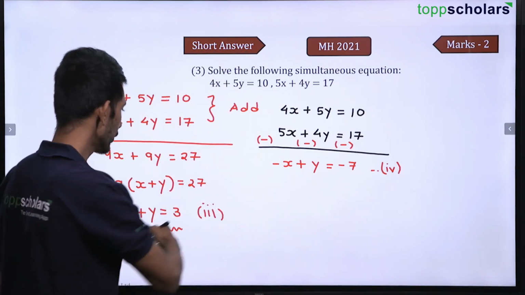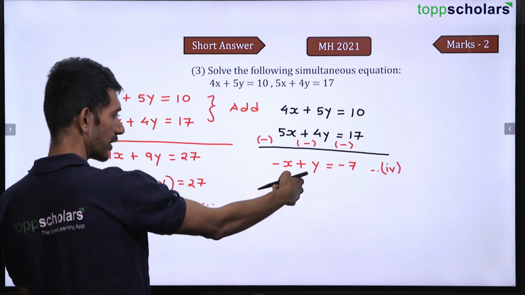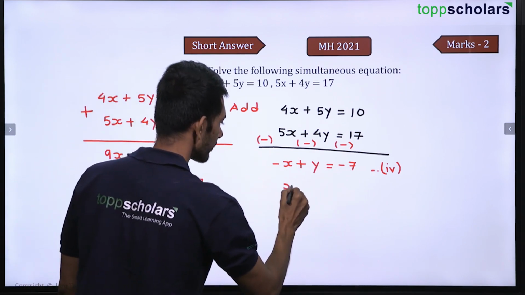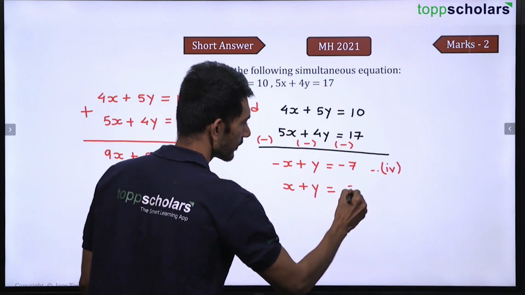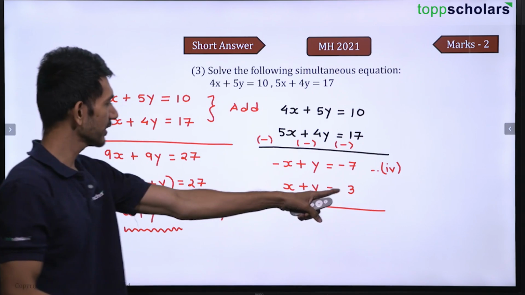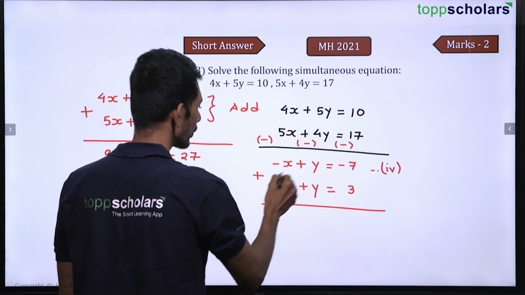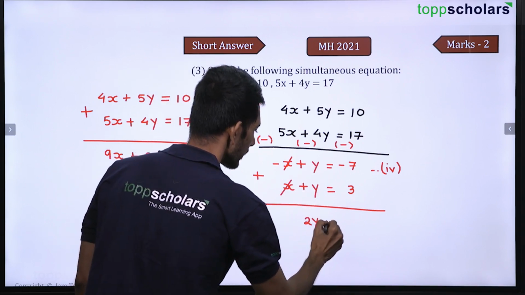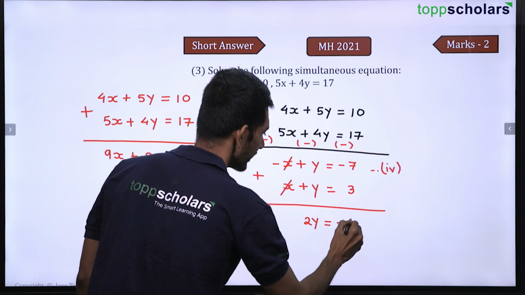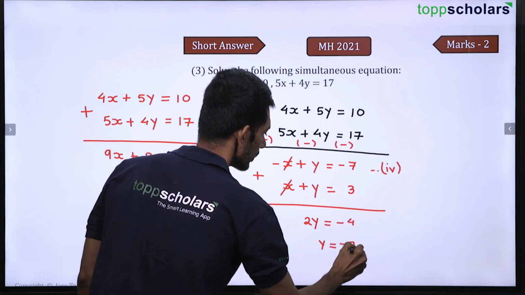Now what you do is, you can add both of them again. So this is 4 and I am writing down 3 below that. So x plus y is equal to 3. I got this from where? From here, equation number 3, right? Now add them. See, it becomes so easy. This gets cancelled. And then you have 2y. Minus 7 plus 3 is minus 4. So y will be equal to minus 4 divided by 2. That is minus 2.